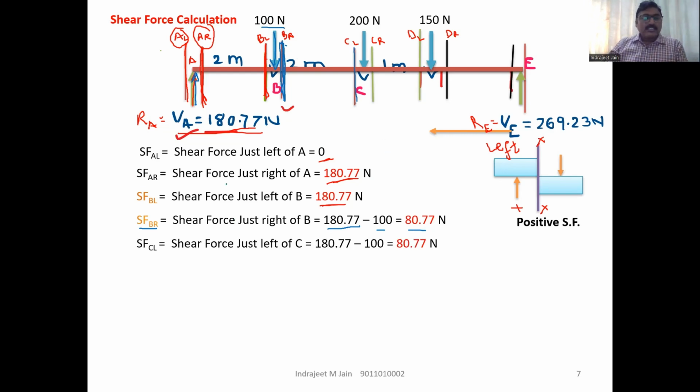So let us see C left, the shear force just left of C. That will remain the same as B right, because there is no loading between B and C.